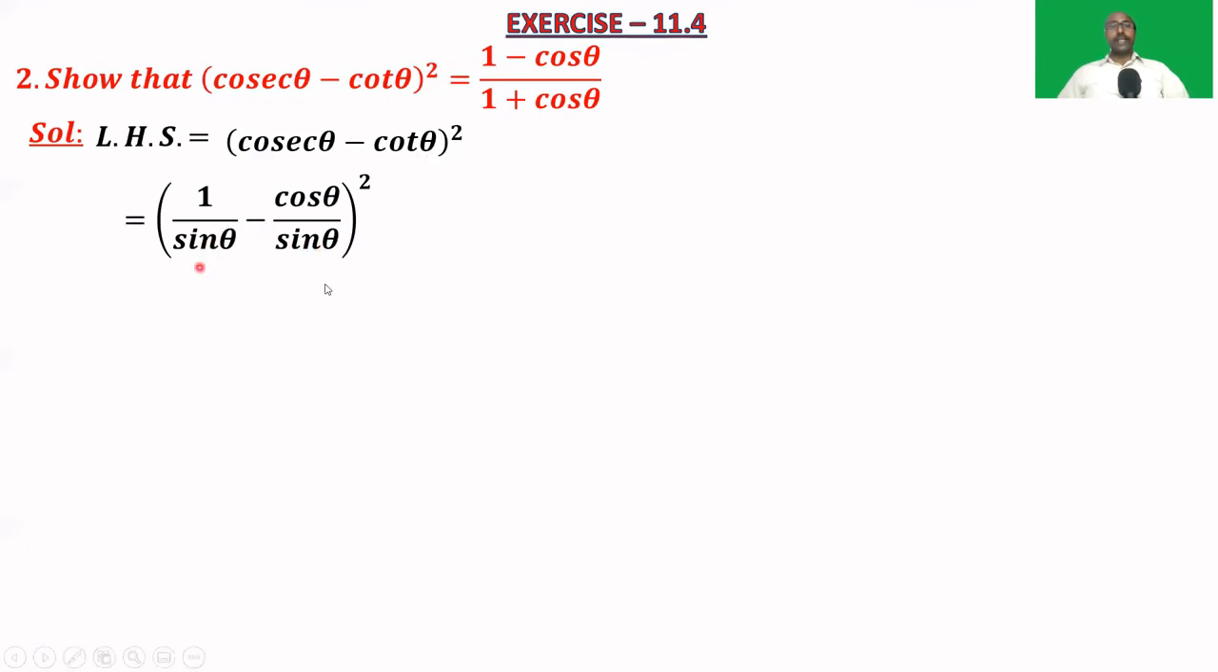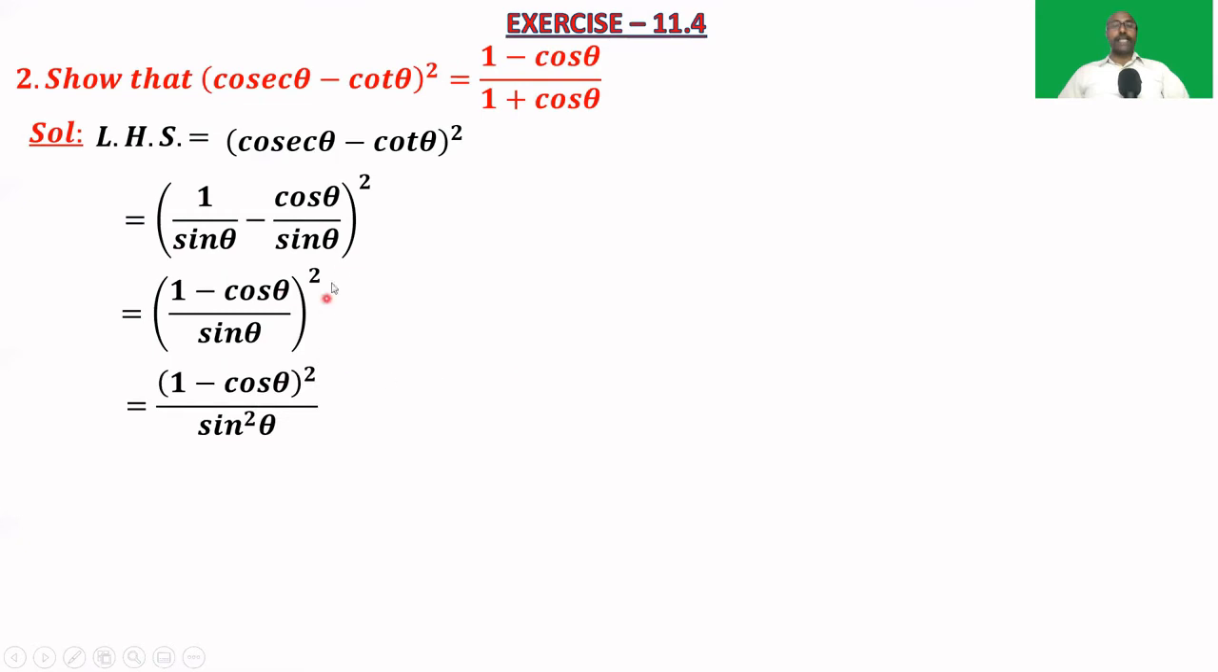Now taking sin theta as LCM, we can write here (1 minus cos theta by sin theta) whole square. And separating this square to both numerator and denominator, we get (1 minus cos theta) whole square by sin square theta. Again, we have sin square theta is equal to 1 minus cos square theta. So write sin square theta as 1 minus cos square theta.